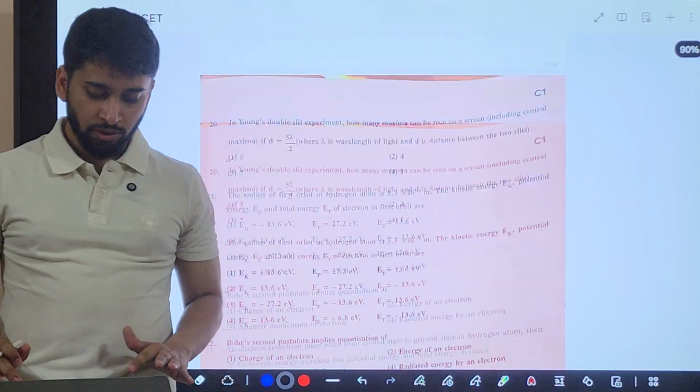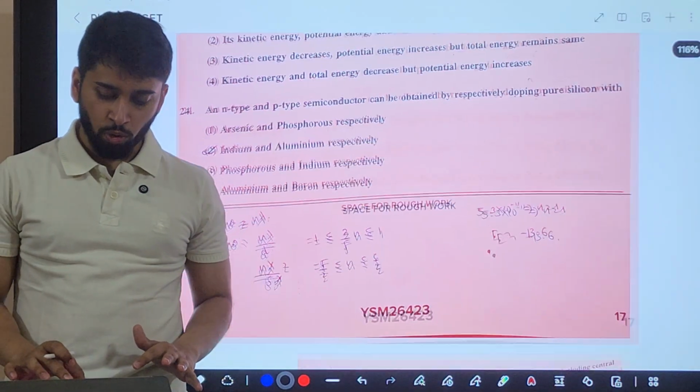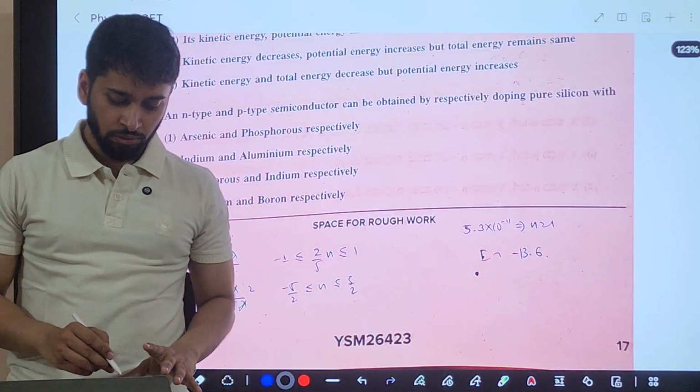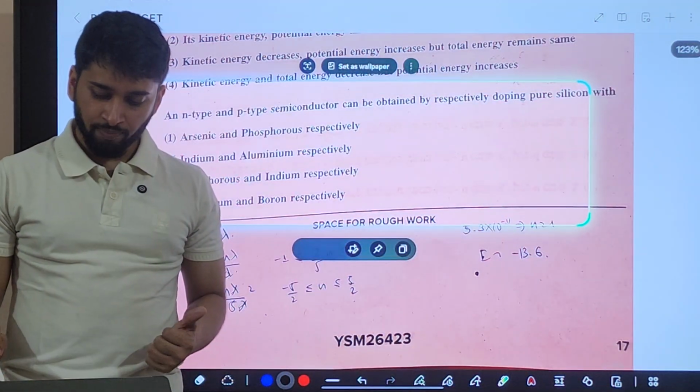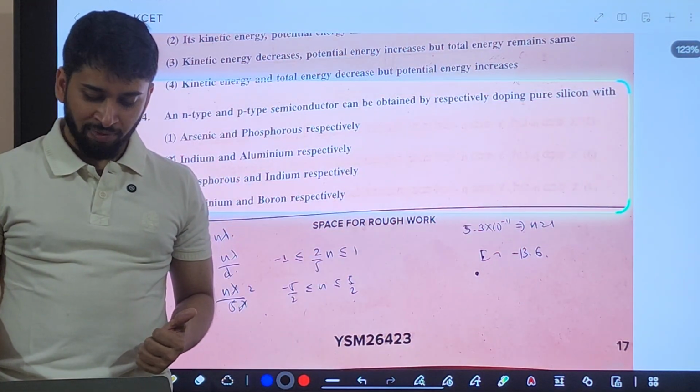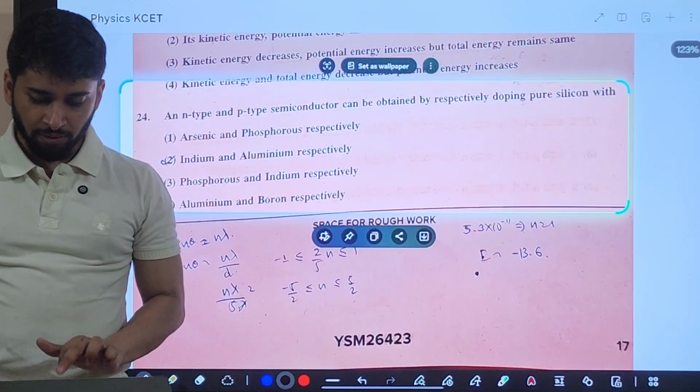Let us see 24. What does 24 say? An n-type and p-type semiconductor can be obtained.